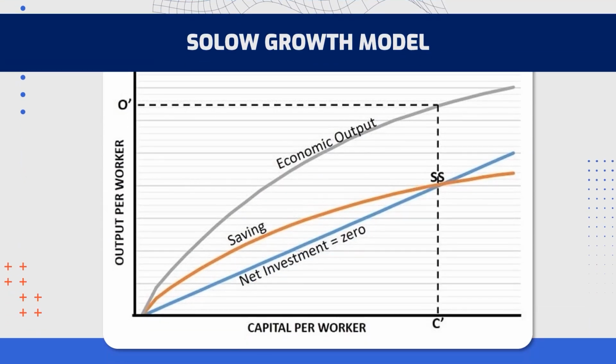So this slide is demonstrating again how the Solow growth model looks in theory. Economic output, represented by Y, saving, which is usually measured by the marginal propensity to save, and as a result the investment. The net investment, which is zero, and the point where the saving intersects with net investment is forming the steady state of economy.